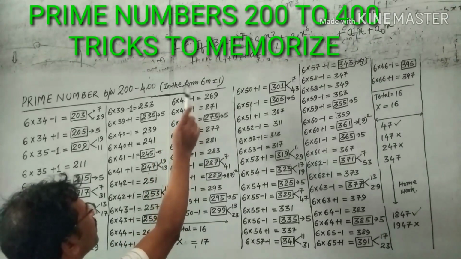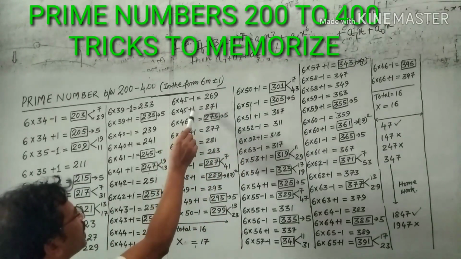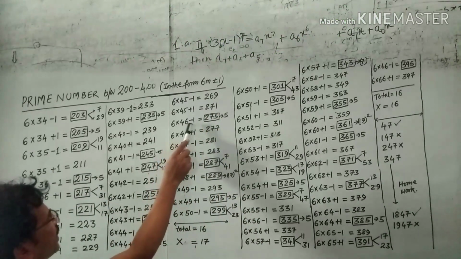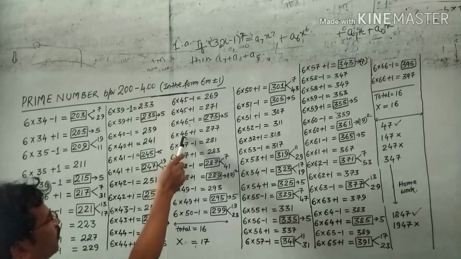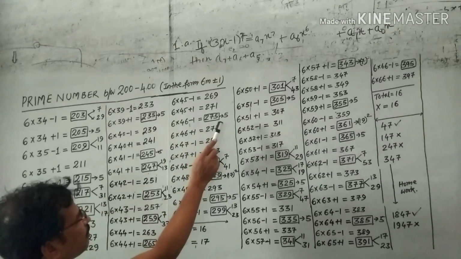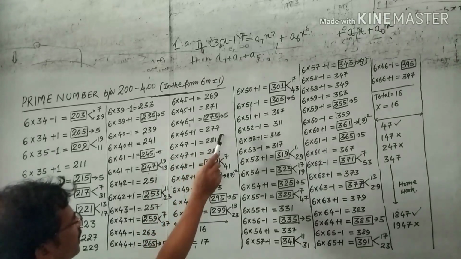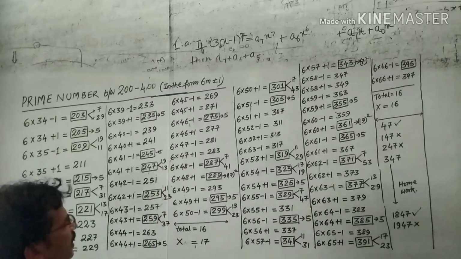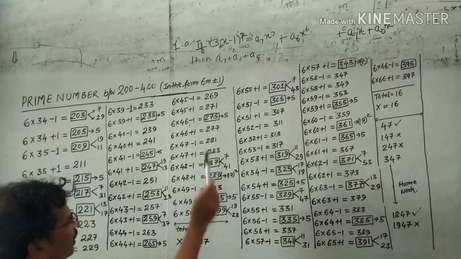Now 6 into 45 minus 1, that is 269. It is a prime number. 6 into 45 plus 1, it is 271, it is a prime number. 6 into 46 minus 1, 275, it is having factor 5, so it is not a prime number. 6 into 46 plus 1, 277, it is a prime number. 6 into 47 minus 1, 281, it is a prime number. 6 into 47 plus 1 equals 283. It is a prime number.